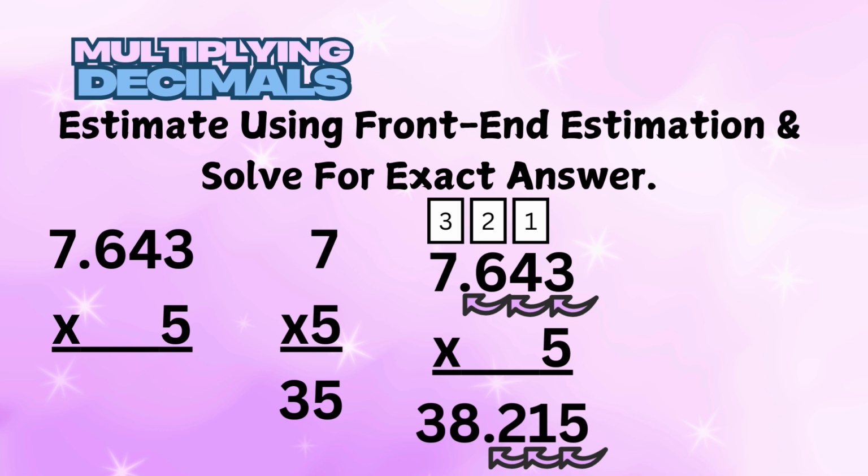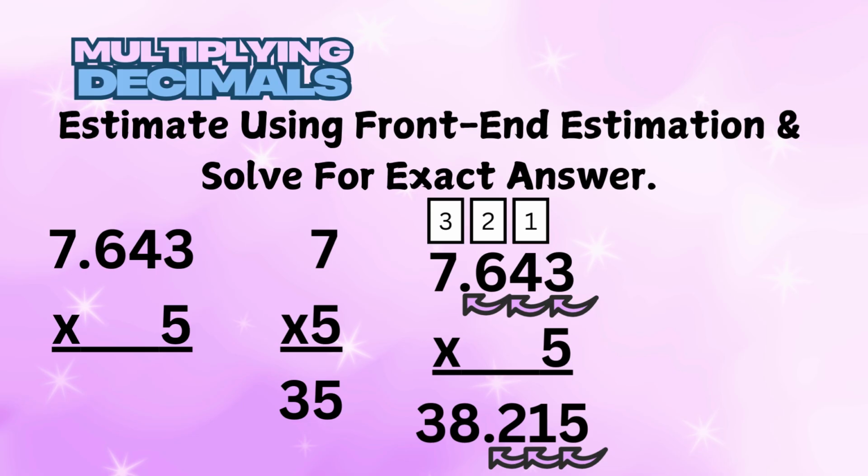I'm going to start, of course, with estimating. Using front-end estimation. Remember, in front-end estimation, I keep the first number and everything else becomes a 0. So in this question with the number 7.643, I'm only keeping the first number, and that will be 7. 7 multiplied by 5 equals 35. That becomes my estimate. If you had it, great job. Next, we are going to work through this problem together.